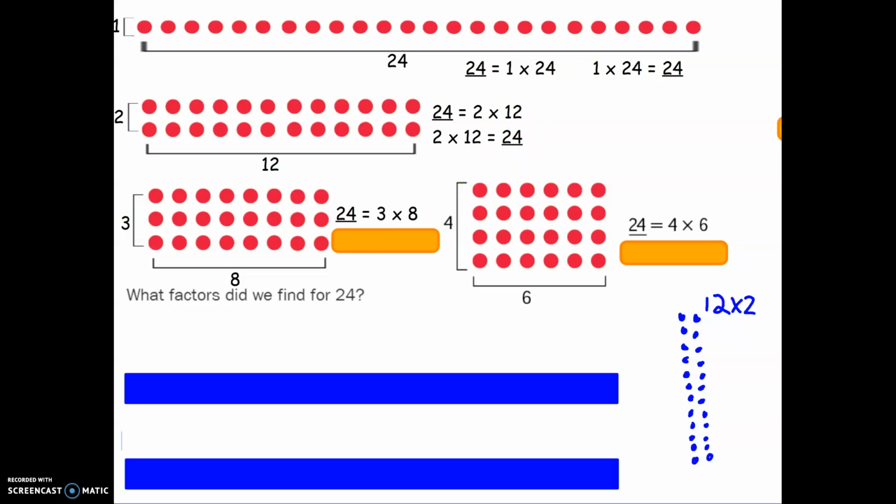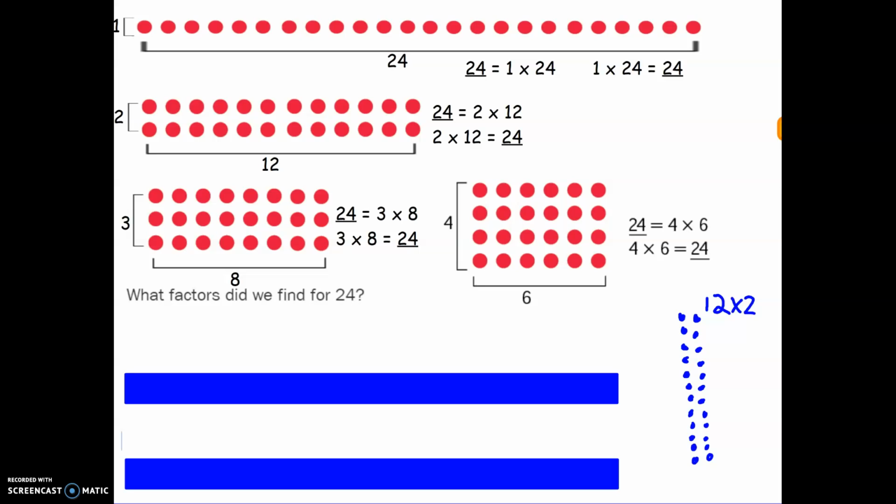So 24 equals 3 times 8. 3 times 8 equals 24. 3 rows of 8 is 24. Here's 4 rows of 6. That's 24. 24 equals 4 times 6, and 4 times 6 equals 24. My question asks, what factors did we find for 24? And factors are the numbers that go into 24.